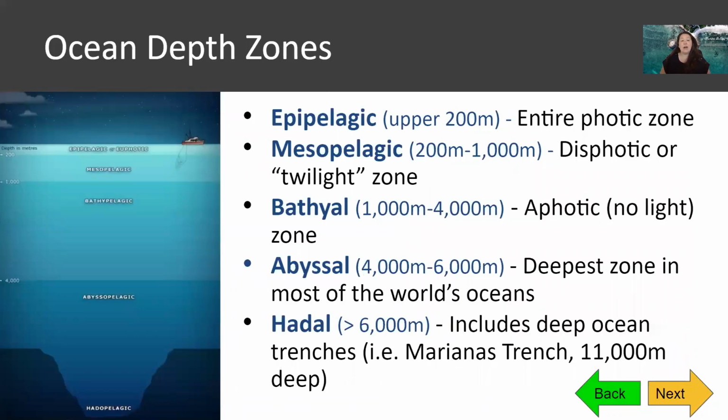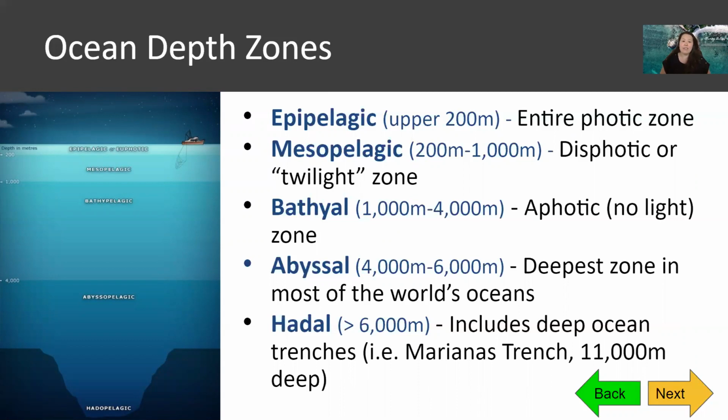So further, you can see how the oceans are divided by depth. The epipelagic is the upper 200 meters, and this includes the entire photic zone. The mesopelagic goes to about 1,000 meters down, and this is the dysphotic or the twilight zone. Beyond that, you'll have the bathypelagic zone, which is known as the aphotic zone or no light zone. So all zones, including this and beyond, deeper down, are going to be the aphotic zones collectively.